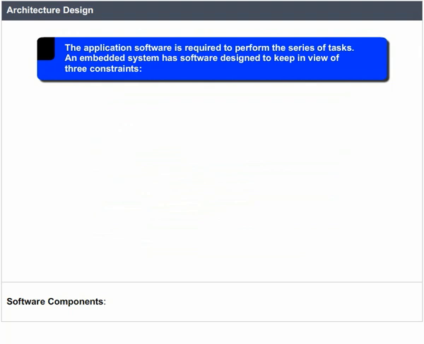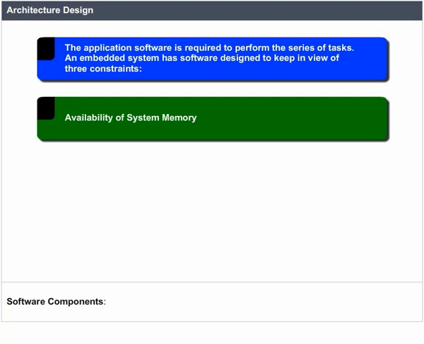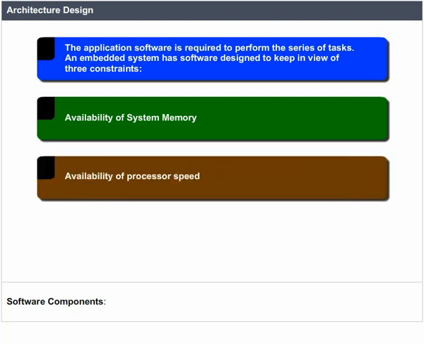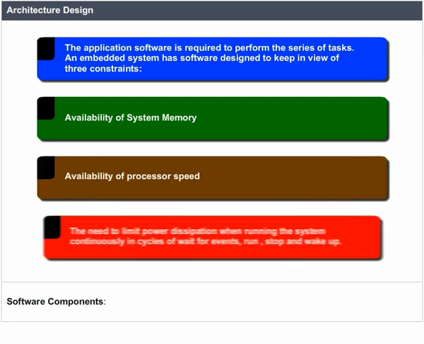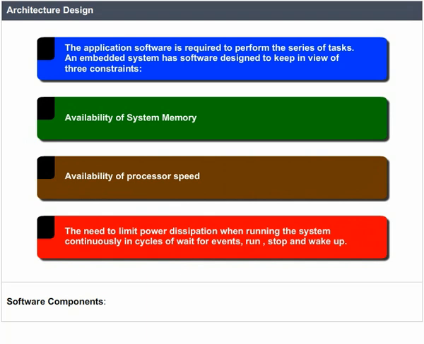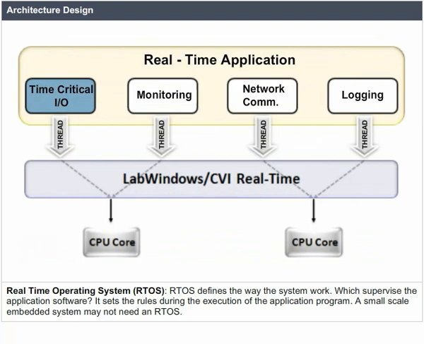Real-time operating system, RTOS. RTOS defines the way the system works, which supervises the application software. It sets the rules during the execution of the application program. A small-scale embedded system may not need an RTOS.